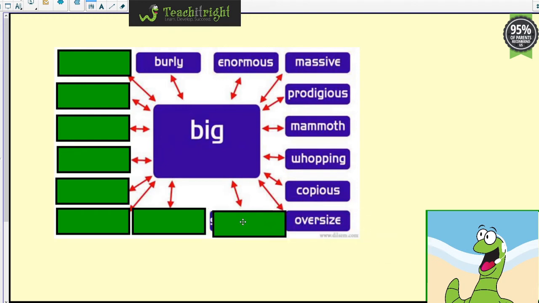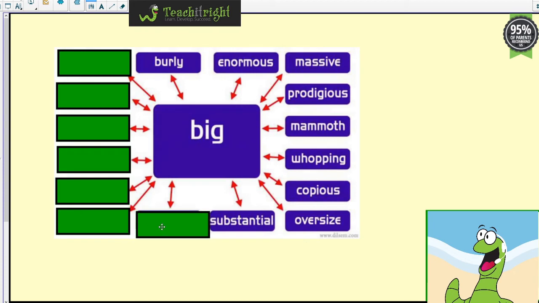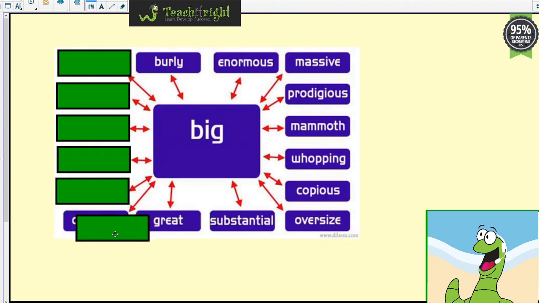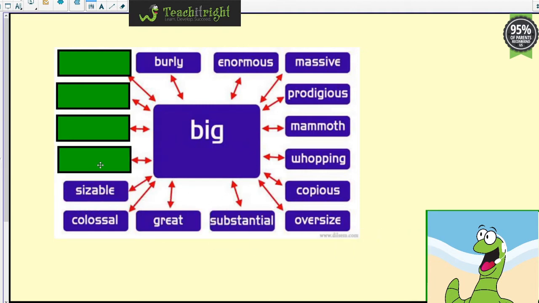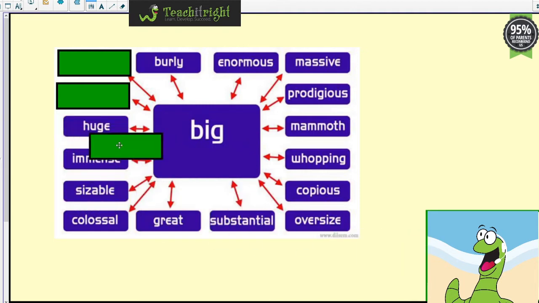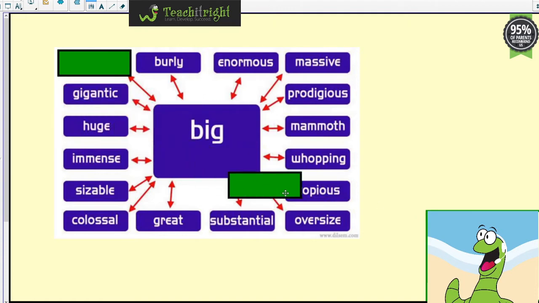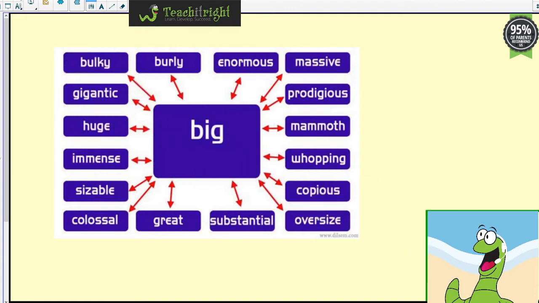Oversize or oversized. Substantial. Great. Colossal. Sizable. Immense. Huge. Gigantic. And bulky. But again, there are more words that I can think of here. Again, I'm just basing it off words. So titanic, like a titan, very similar to a giant, like a gigantic, like a giant. Titanic comes to mind. Mountainous, because obviously mountains are large.